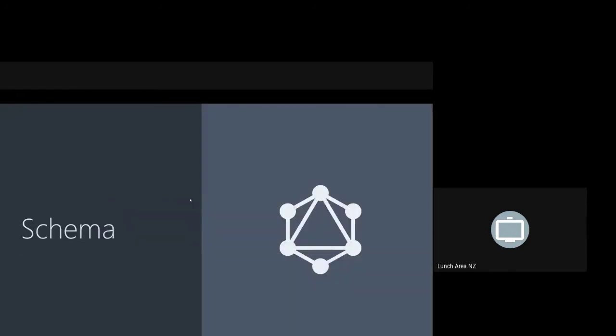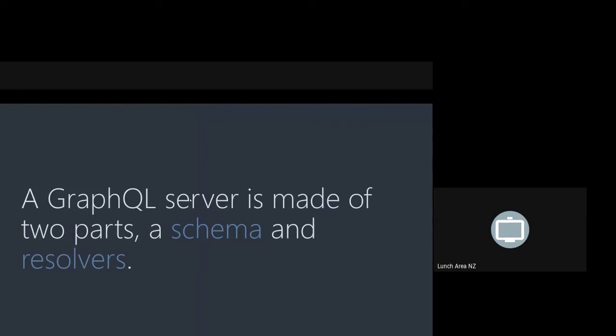So let's get into it a bit more. A GraphQL server is made of two parts, schema and resolver. A schema is the definition of the graph. It's the types, the fields, and it's essentially what's available to you. The resolver is how you go and get that data. So the first thing is, let's dig into the schema.